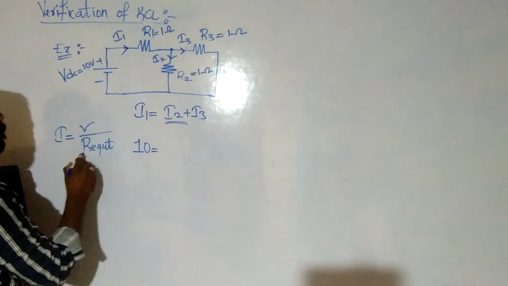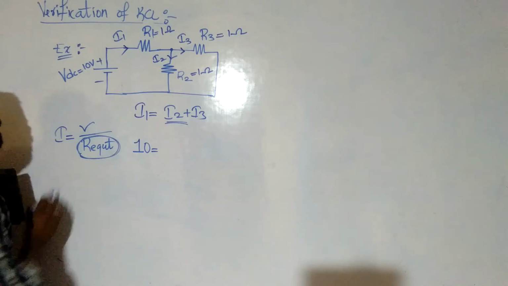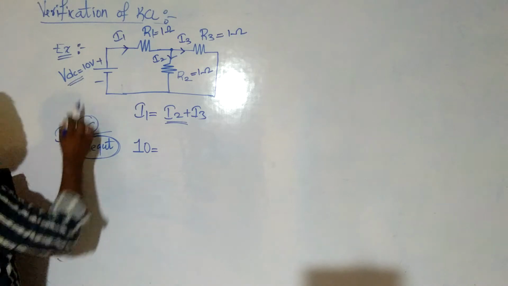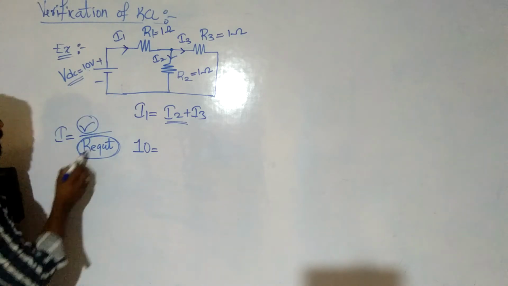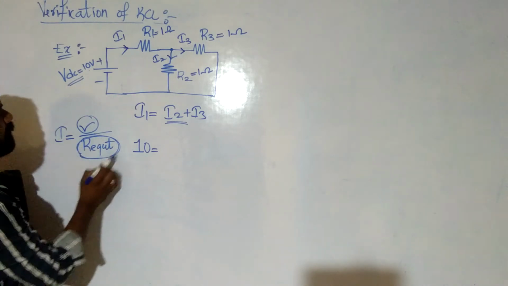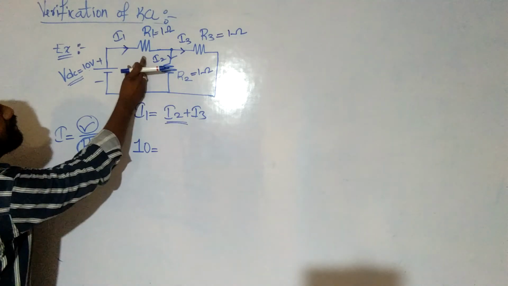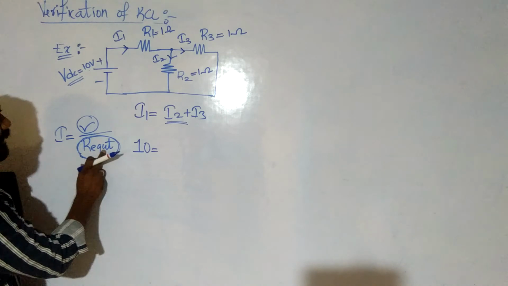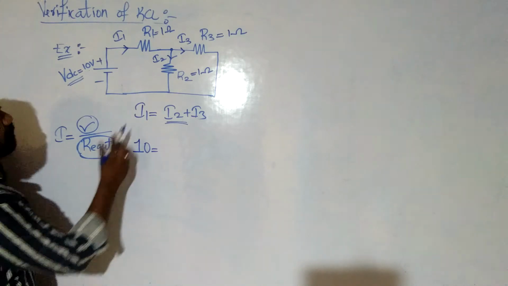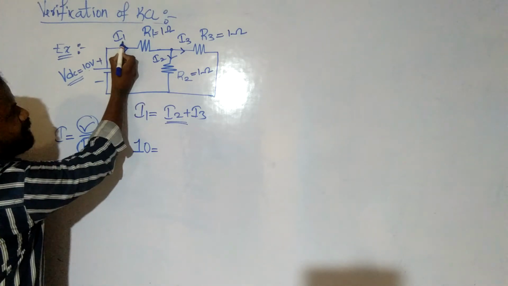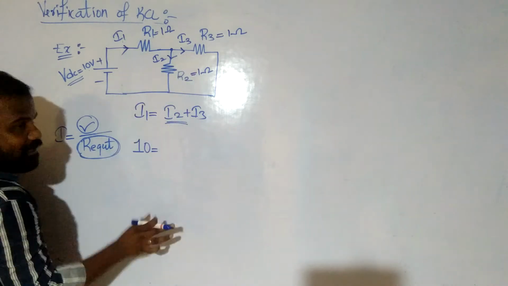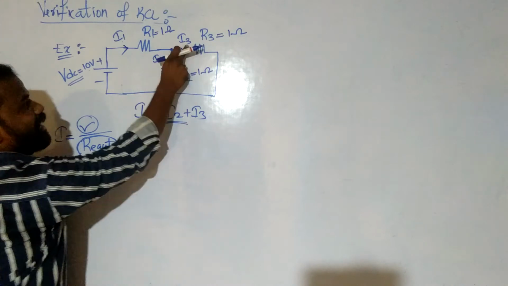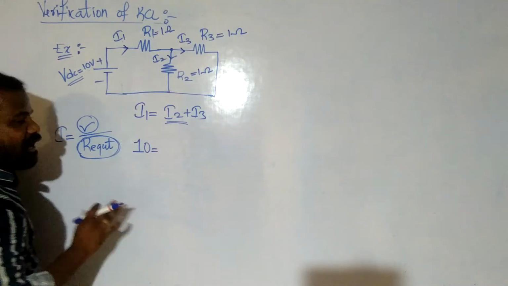So by calculating the value of R equivalent, you know the value, and here V is the applied voltage. It means 10 divided by the value of total equivalent resistance, whatever value you get from this particular circuit. So that is the final value of R equivalent. To calculate the value of I1, we have to do it like this. But to calculate the value of I2 and I3, we have to use a rule.